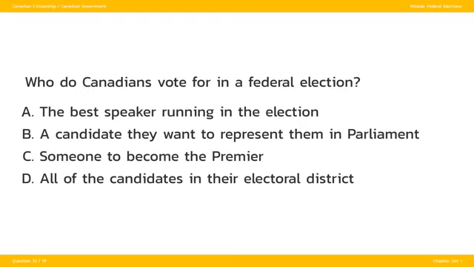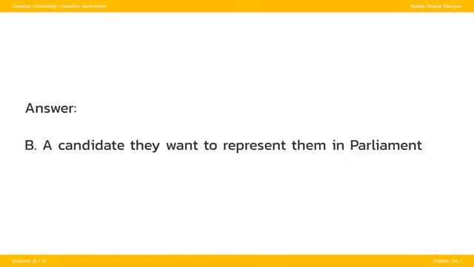Who do Canadians vote for in a federal election? A. The best speaker running in the election. B. A candidate they want to represent them in Parliament. C. Someone to become the Premier. D. All of the candidates in their electoral district. The answer is B. A candidate they want to represent them in Parliament.